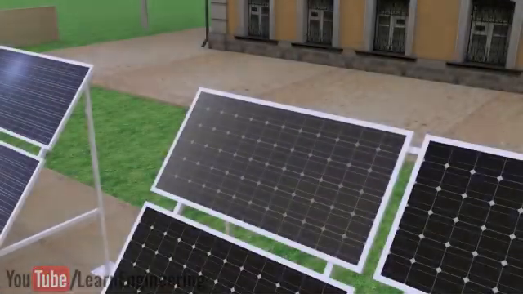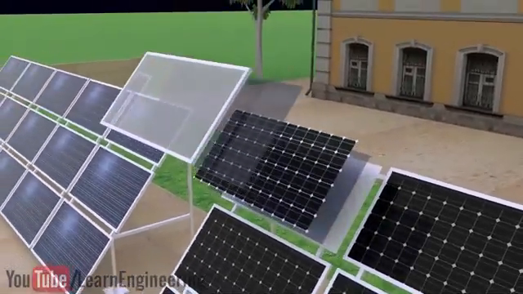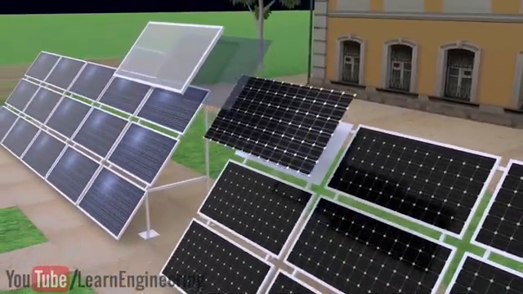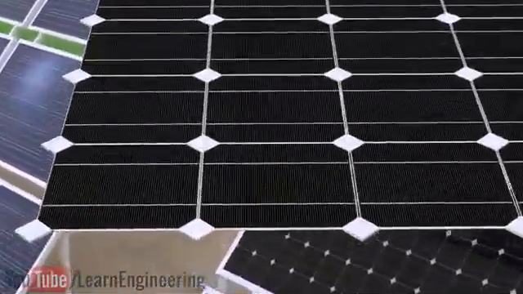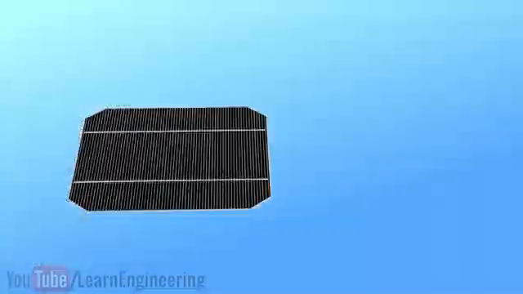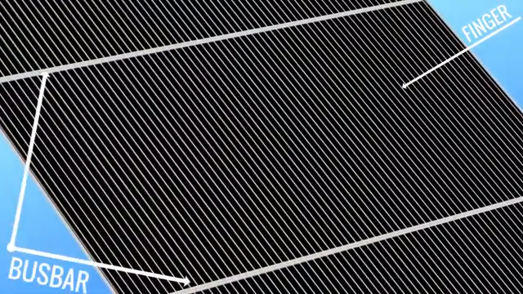Now, let's analyze the structure of a solar panel. You can see the solar panel has different layers. One of them is a layer of cells. You will be amazed to see how these PV cells are interconnected. After passing through the fingers, the electrons get collected in bus bars.